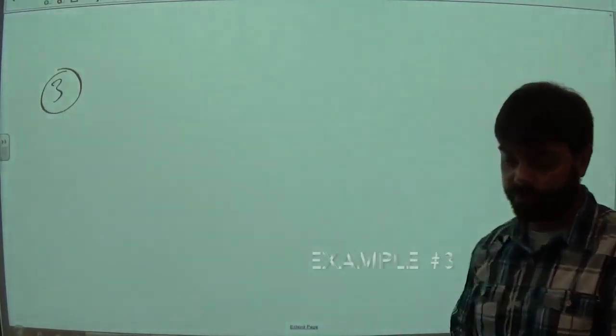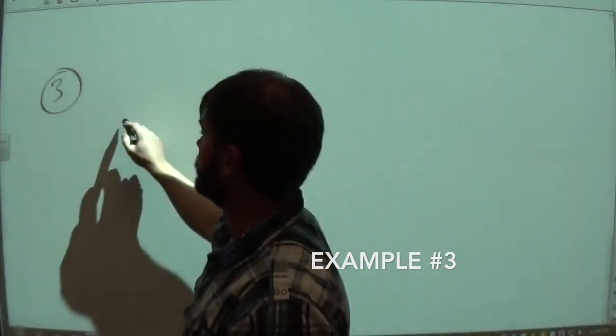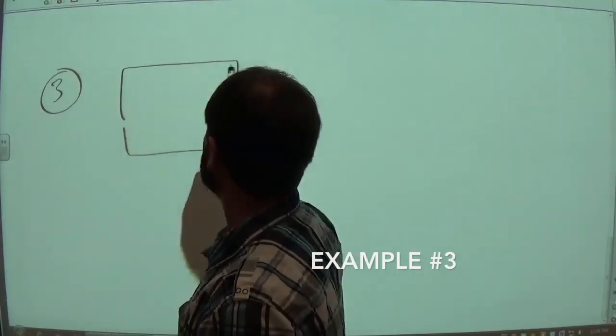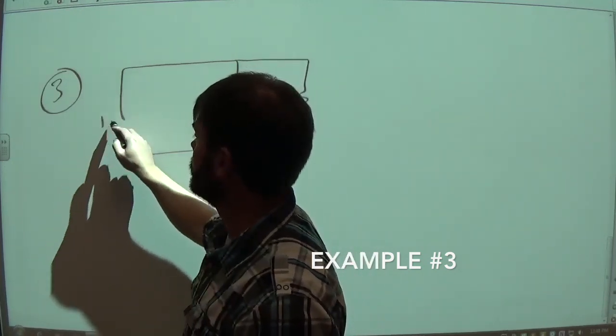For example number 3, we're going to take a look at parallel circuits. What a parallel circuit is, if you have some sort of a voltage source, you're going to have 2 resistors, almost as if there are 2 separate paths for the current to go. It's going to look something like this.